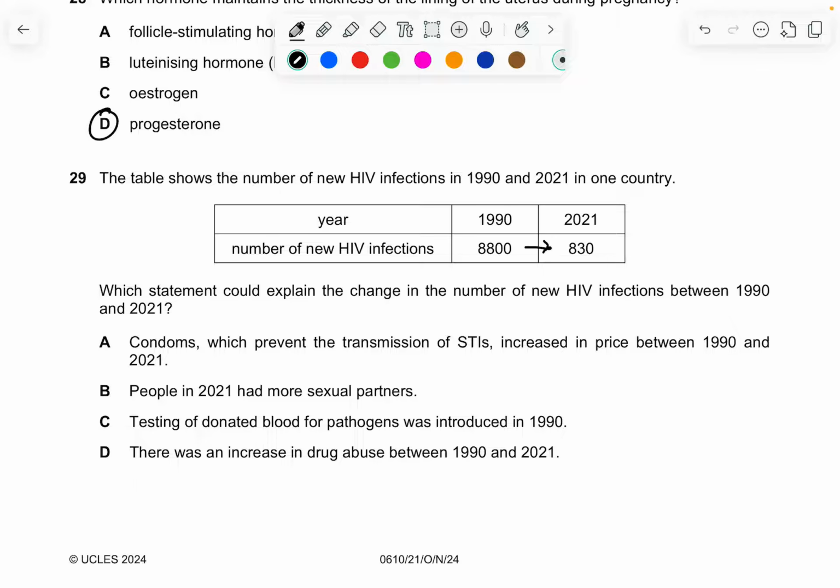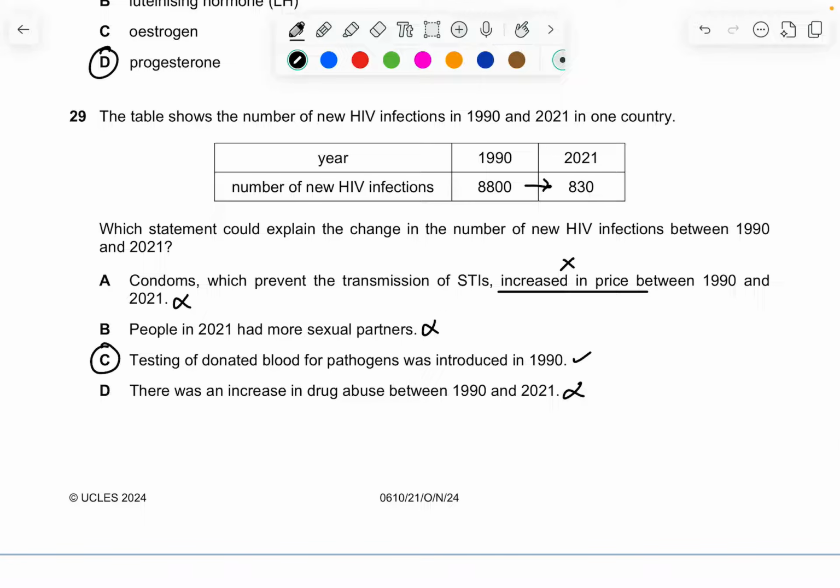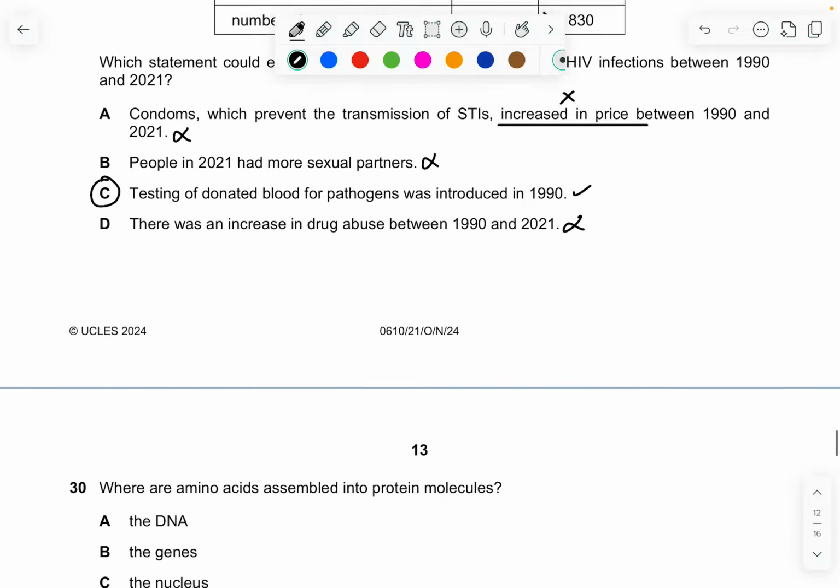So which statements could explain the change in the number of new HIV infections between 1990 and 2021? Condoms, which prevent the transmission of STI, increase in prices. This is wrong. People in 2021 had more sexual partners. No, it's not correct. Testing of donated blood for pathogens was introduced in 1990. That could be correct. There was an increase in drug abuse. This is totally out of context. So the answer is C. You might have to do the elimination method in order to find the answer to be C. So just read carefully and go through slowly.